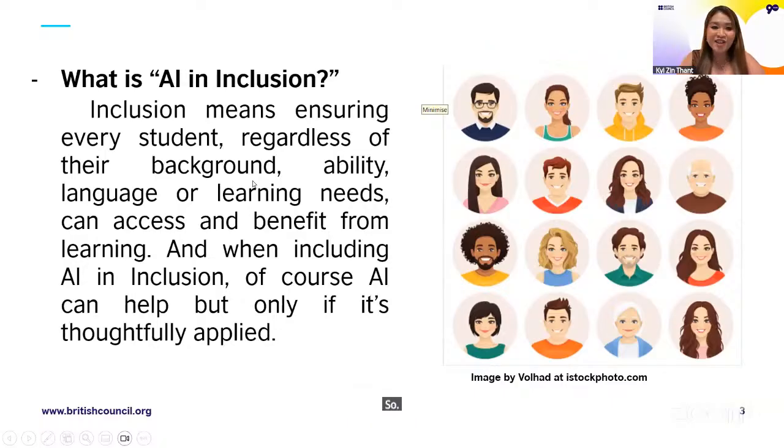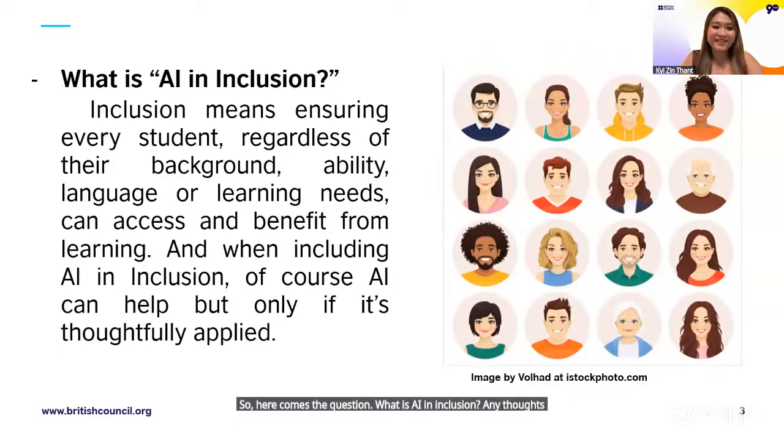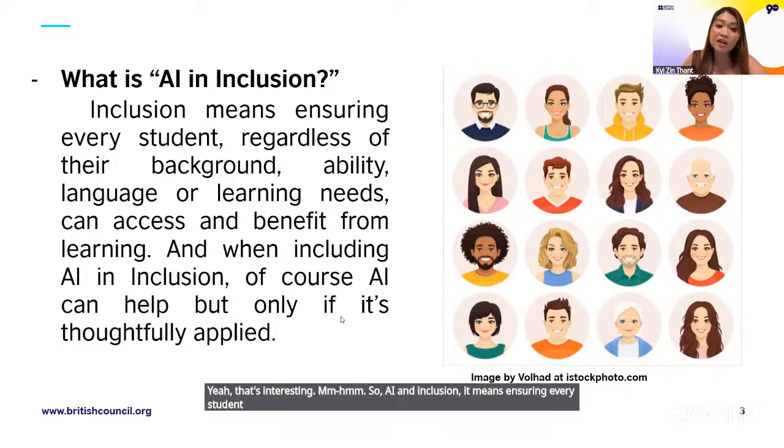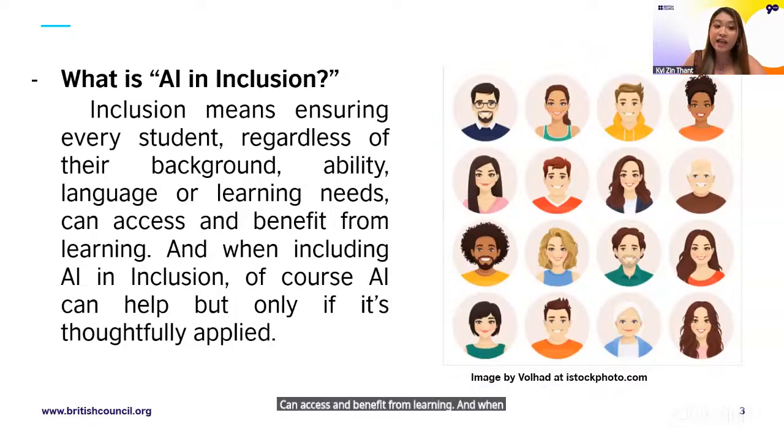So here comes a question. What is AI in inclusion? Any thoughts? Any comments? Yeah, that's interesting. So AI in inclusion means ensuring every student, regardless of their background, ability, language, or learning needs, can access and benefit from learning. And when including AI in inclusion, of course, AI can help, but only if it's thoughtfully applied. Next one, please.